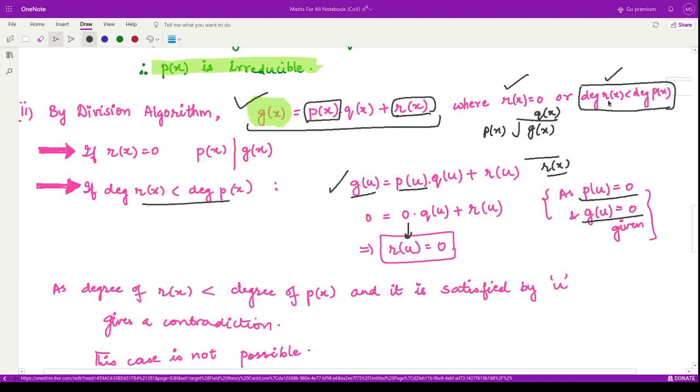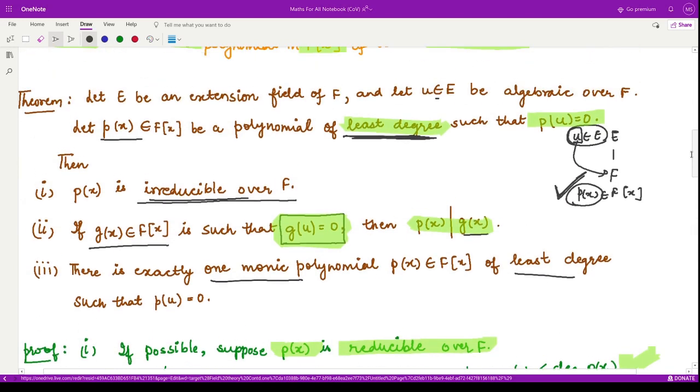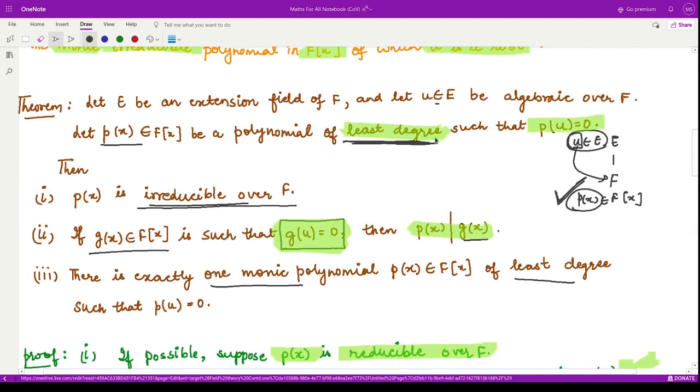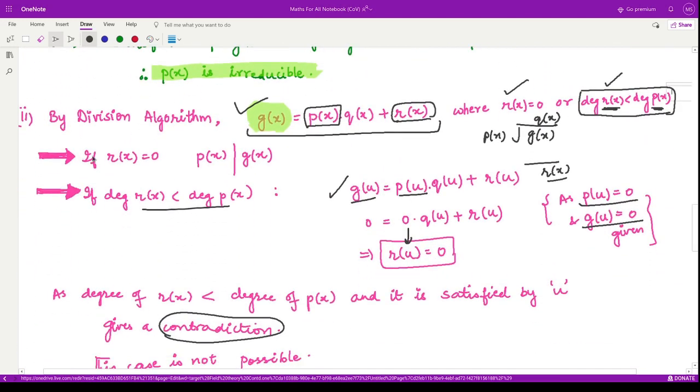And we also know the degree of r(x) is less than degree of p(x). Again, we have a contradiction of this kind, because we found one polynomial r(x) which is having degree less than p(x) and it is satisfied by u. So this is a contradiction to the statement that p(x) is a polynomial of least degree such that p(u) is equal to 0. Therefore, in this case we got a contradiction. Therefore, this case cannot be applied. So the only case is that r(x) is equal to 0.